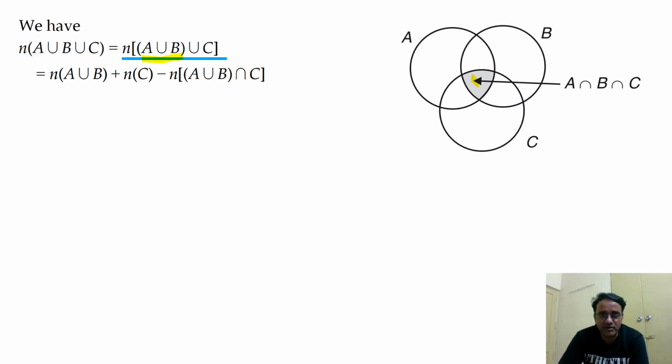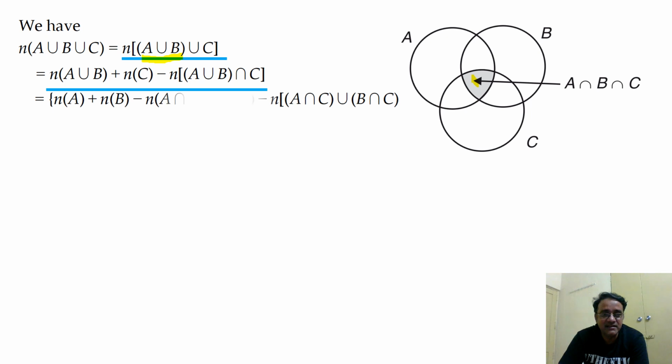For the blue underlined part, we used the formula. Now again, if we apply the previous formula for n of A union B, then we will get n of A plus n of B minus n of A intersection B. Here we used the formula. Now in the part I have just underlined, we will apply the distributive law.